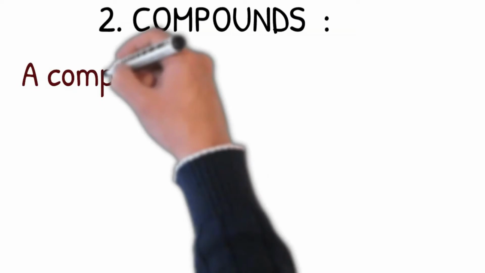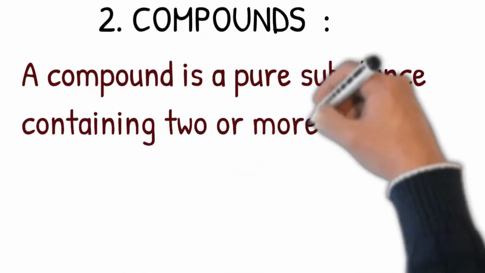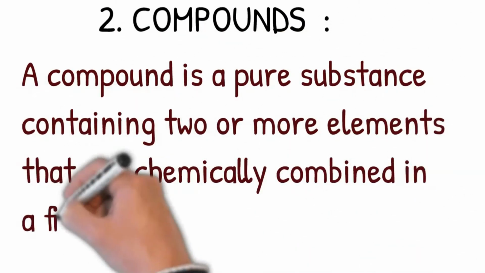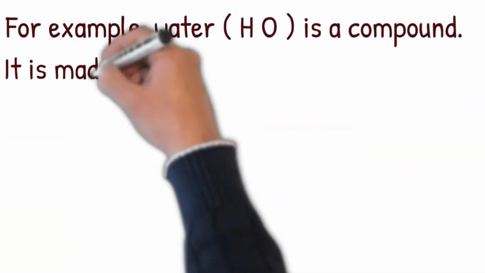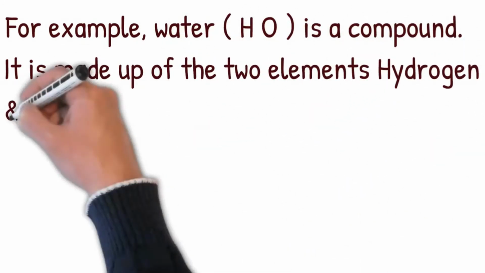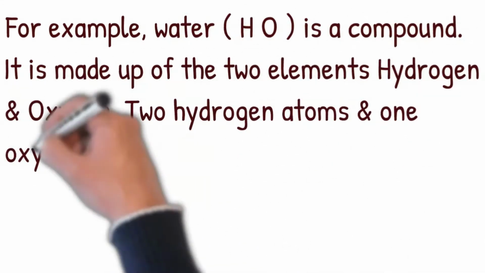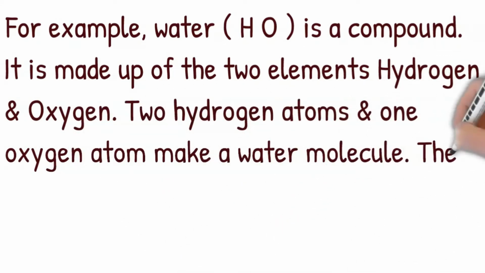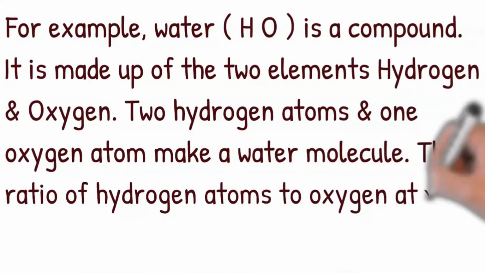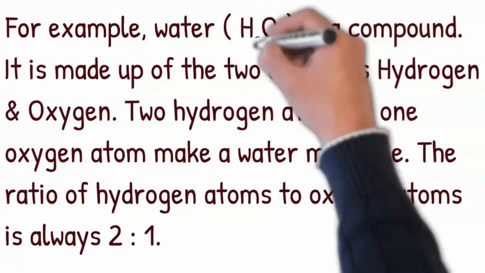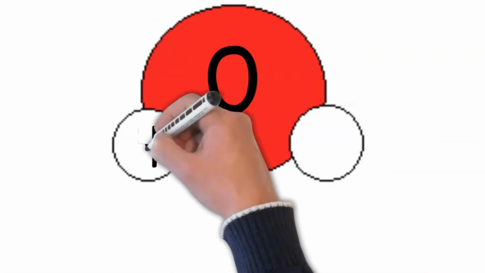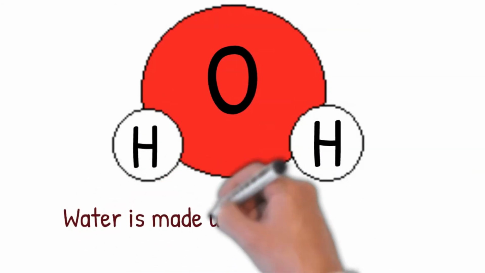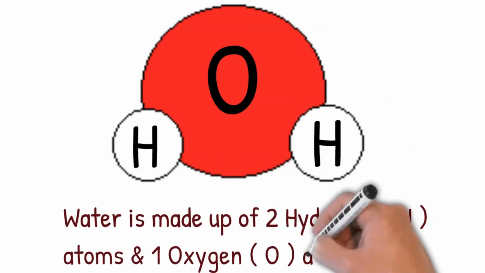Compounds. A compound is a pure substance containing two or more elements that are chemically combined in a fixed ratio. For example, water H2O is a compound. It is made up of the two elements hydrogen and oxygen. Two hydrogen atoms and one oxygen atom make a water molecule. The ratio of hydrogen atoms to oxygen atoms is always 2:1. Water is made up of two hydrogen atoms and one oxygen atom.